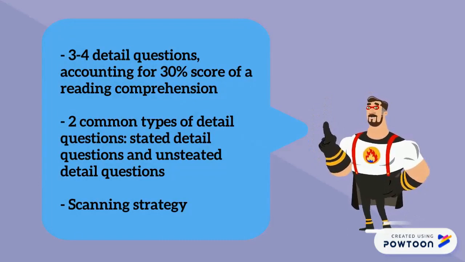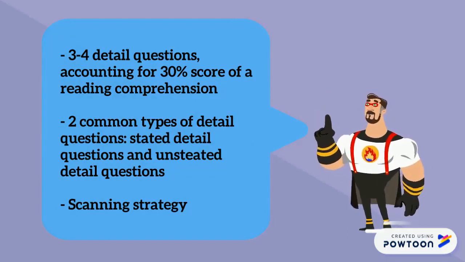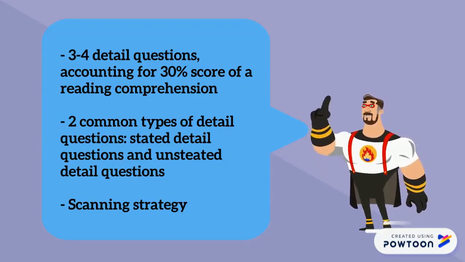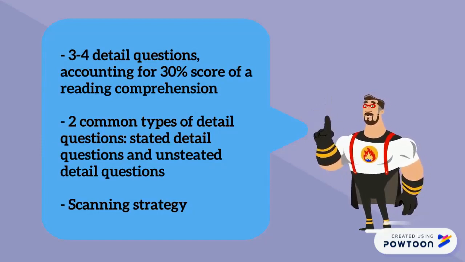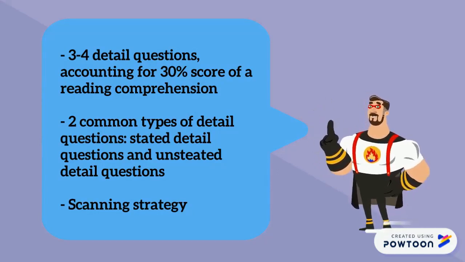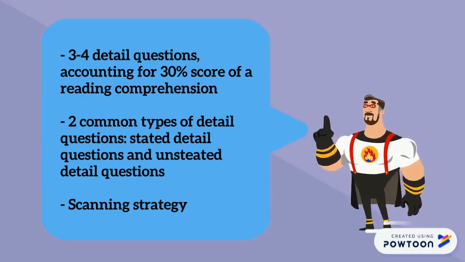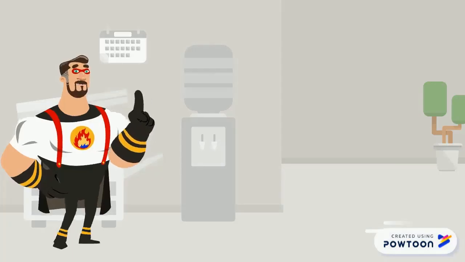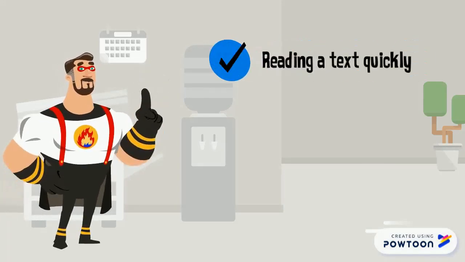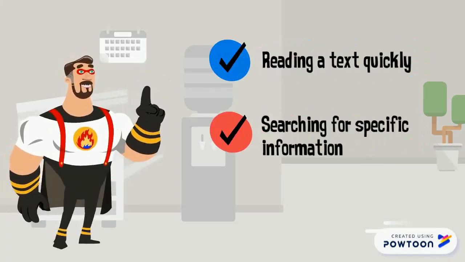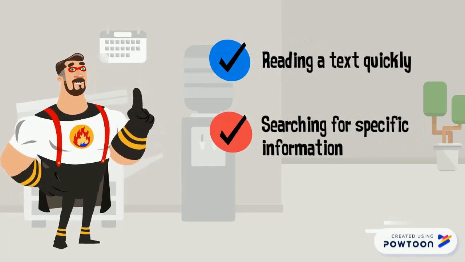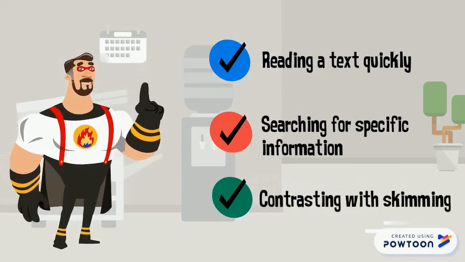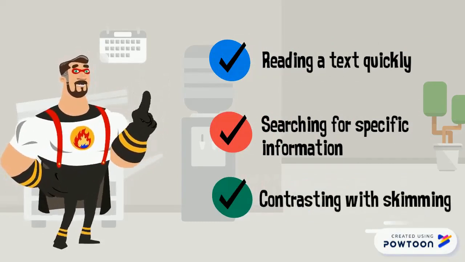The common types of detailed questions you are likely to meet in these STEP reading tests include stated and unstated detailed questions. Before digging deeper into 2 main types of detailed questions, we will get into the scanning strategy and its steps first. Scanning is reading a text quickly in order to find specific information, for example, figures or names. It can be contrasted with skimming, which is reading quickly to get a general idea of meaning.